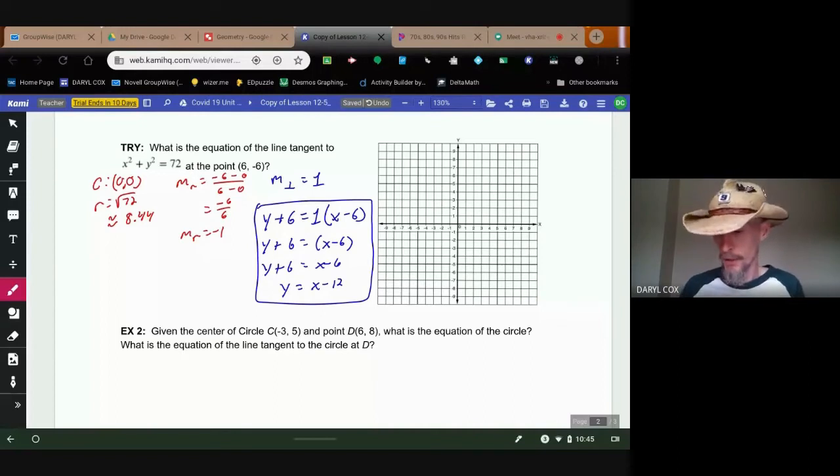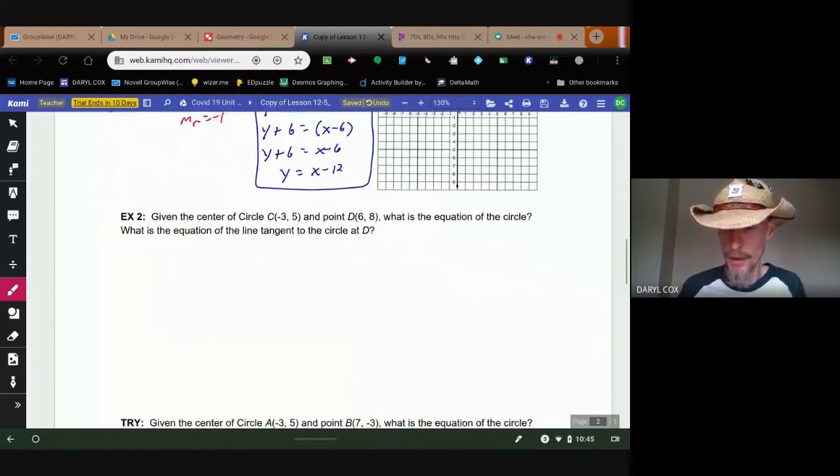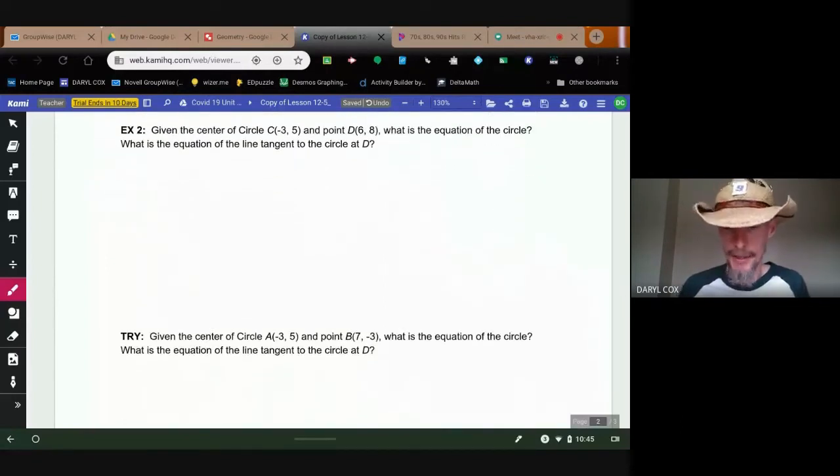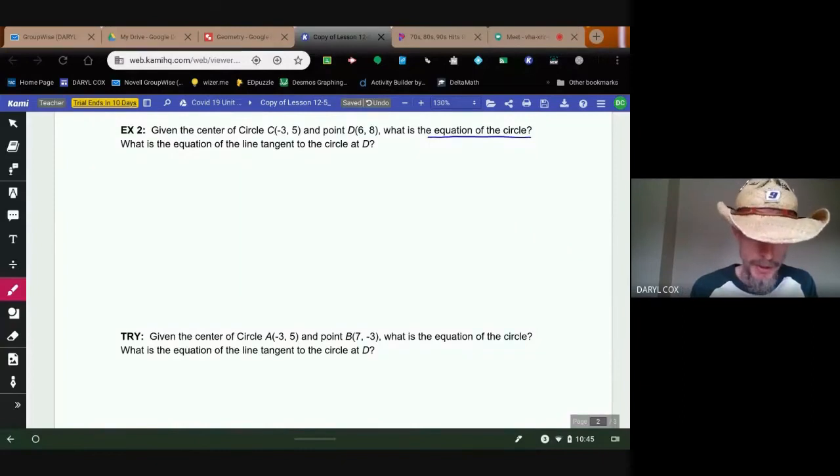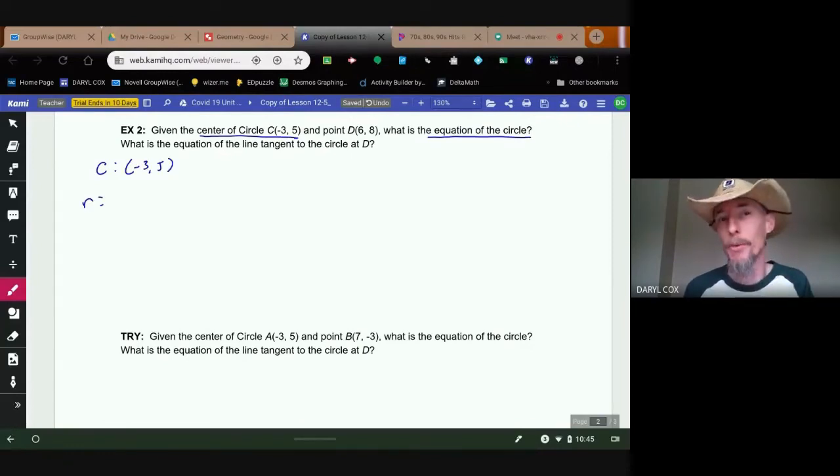So let's look at our next problem then. This one asks 2 different questions. So the 2 questions that it's asking, first of all, what is the equation of the circle? So let's start there. Let's get the equation of the circle. To get an equation of the circle, I need 2 things. What do I need? Okay, so I need the center, which was given to me, center of the circle, (-3, 5). And I need the radius, which I don't know.